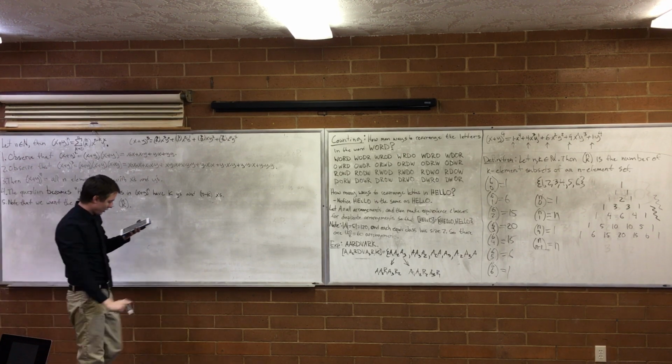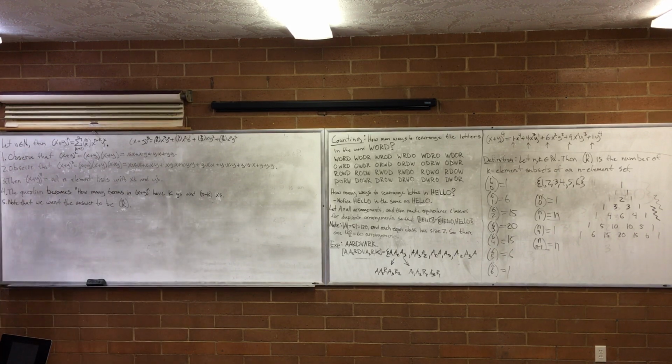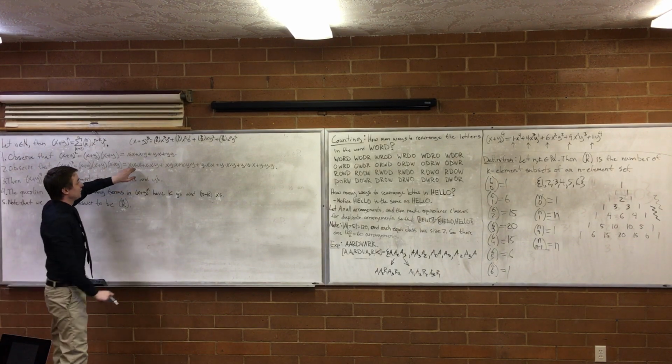We can specify all the lists with k y's and n minus k x's by reporting the position of the y's. Okay. So let's look at an example real quick and then make sense out of this.